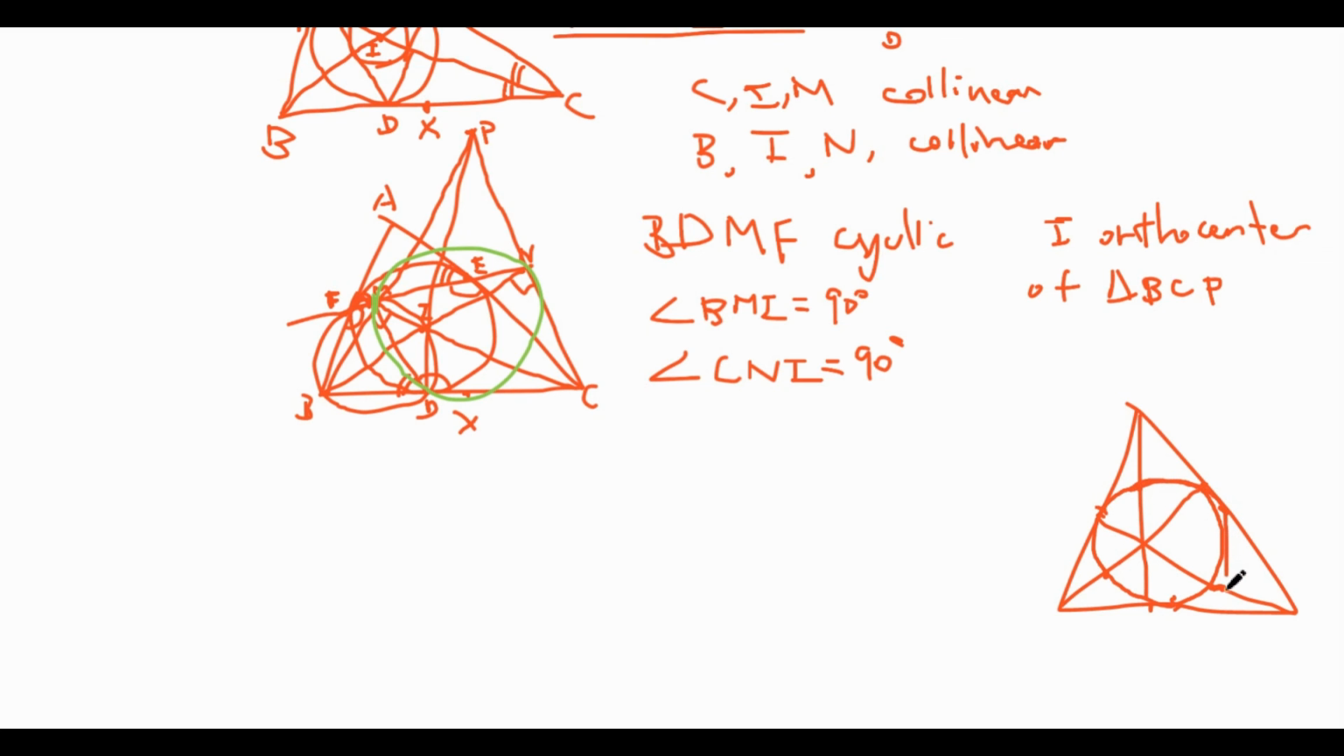And the very definition of the 9-point circle finishes the problem off for us, because since X is the midpoint of BC, it must lie on the 9-point circle of triangle BCP. Except the circumcircle of DMN is also the 9-point circle. So therefore, X lies on the circumcircle of DMN. So X, D, M, N are all concyclic, and we are done.